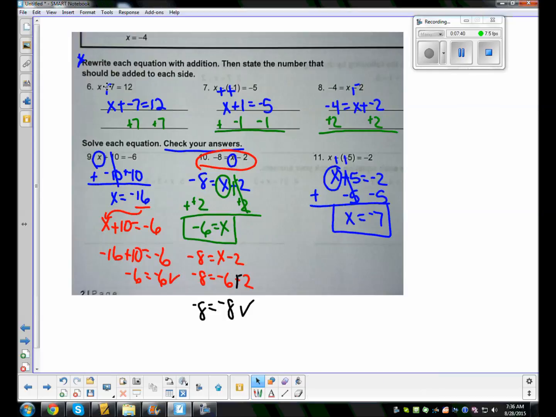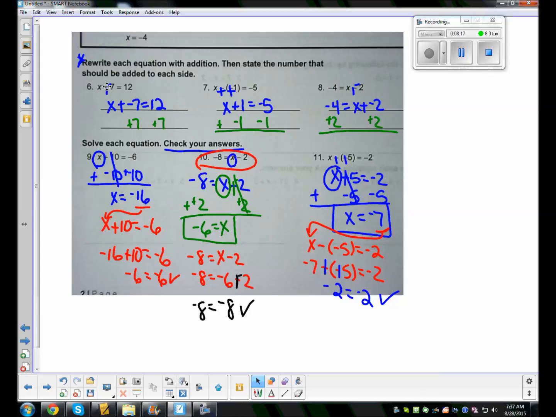Okay? I'm going to check it by substituting back in, and I rewrite the original problem, x minus negative 5 equals negative 2. I'm going to take the solution that I got, and I'm going to substitute it in for x. Negative 7 minus negative 5 equals negative 2. Okay? I'm going to change. Negative 7 plus a positive 5 is negative 2. Negative 2 equals negative 2, so it checks.